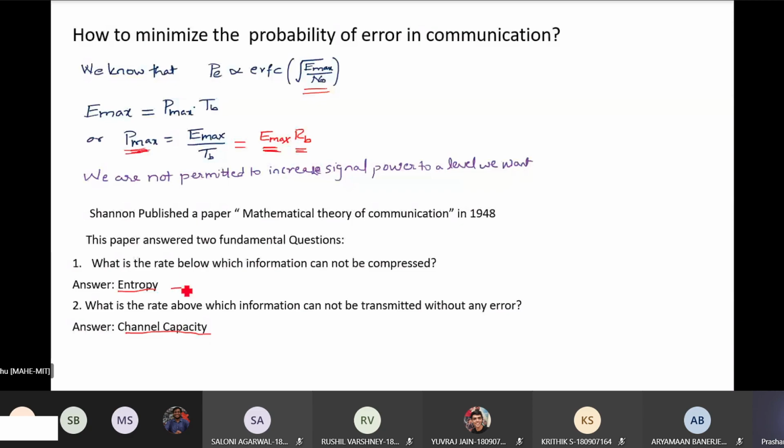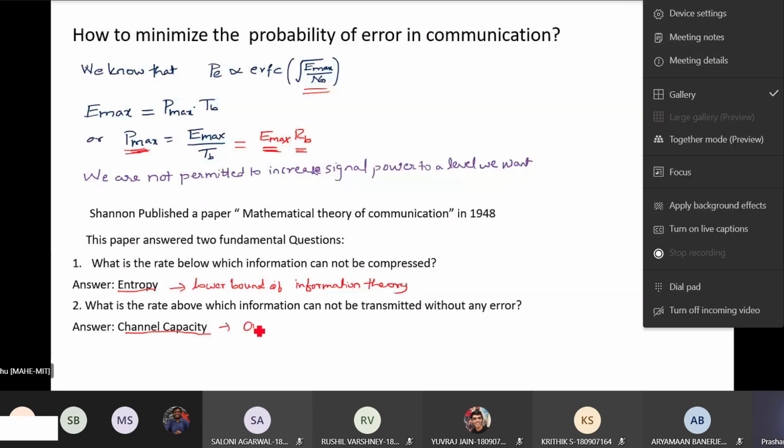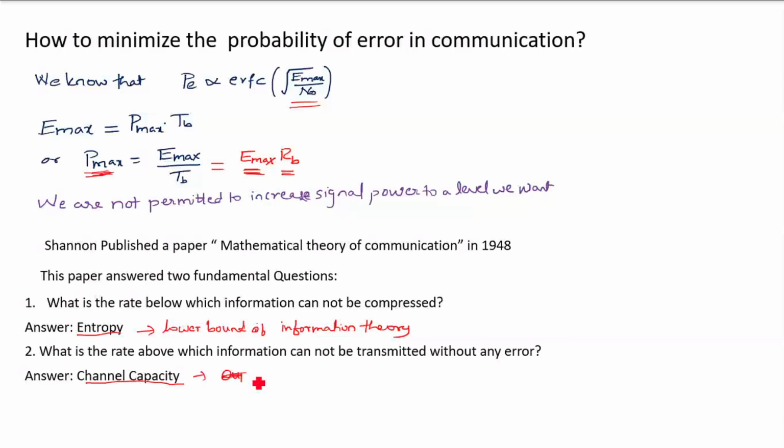Now this is the lower bound of information theory, and this one is the upper bound of information theory. And this theory, information theory, is valid even today, based on this paper.